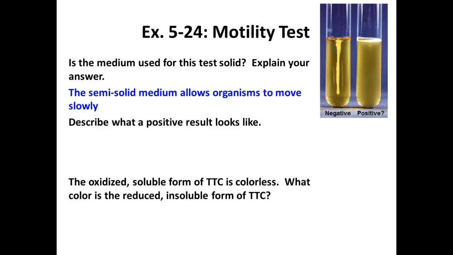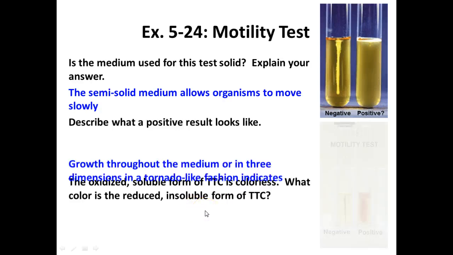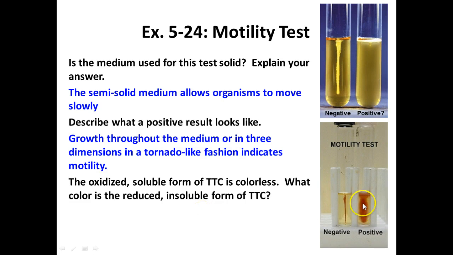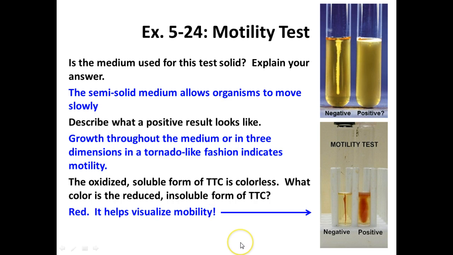We also use an indicator for this test, and TTC is the abbreviation for it. It's colorless, although we've been having trouble with that. Our tubes have come out a little pink because it's been getting reduced. When it reduces, we get the red color. If we didn't have that indicator in the tube, sometimes it would be really hard to determine if the organism moves. Remember, how you performed this test is you stabbed in your organism.